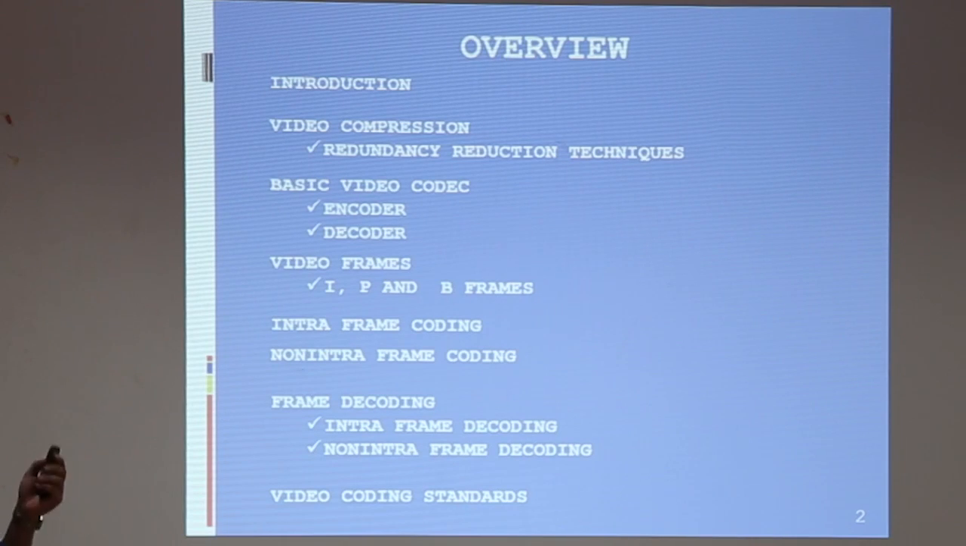Now, this is an overview of the topics that I am going to cover. Then, what are the major techniques, or why we are going for video compression? That is, what are redundancy reduction techniques. Then, we will have a basic video codec, that is, the encoder and decoder structure. Then different types of frames, and different types of video coding, that is, intra-coding and inter-coding. We will see those terms later. Then again the decoding part, and we will end our discussion with an introduction to video coding standards.